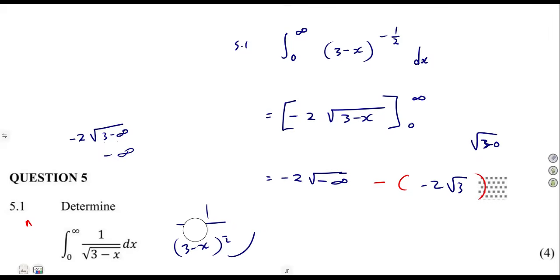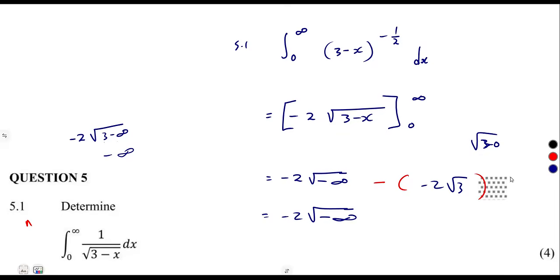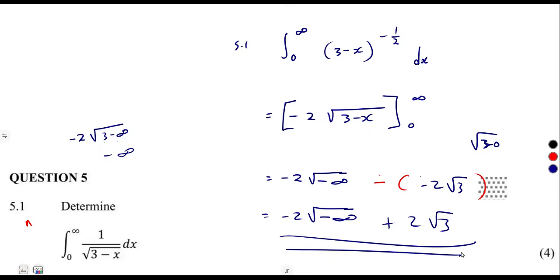If we consider these, we can see that we cannot simplify the square root of minus infinity. That one cannot be simplified. Negative, negative, here it's going to be positive 2 square root of 3. So that's why I'm saying, when it is like this, you leave your answer like this. But it was just a mistype. It was supposed to be negative infinity.